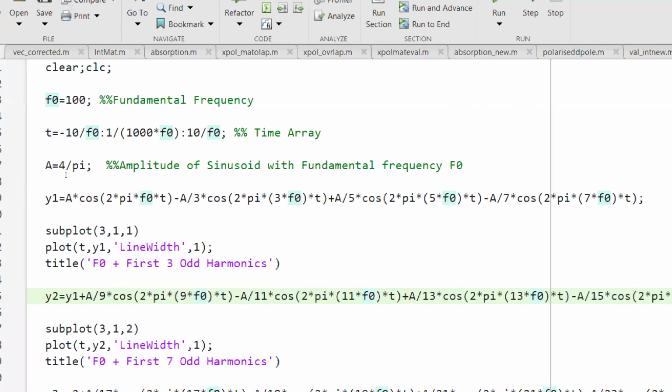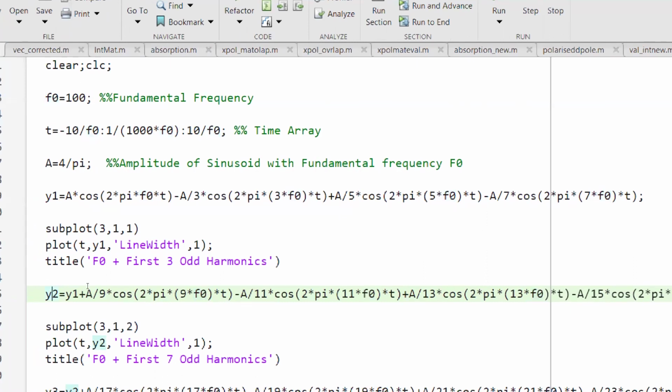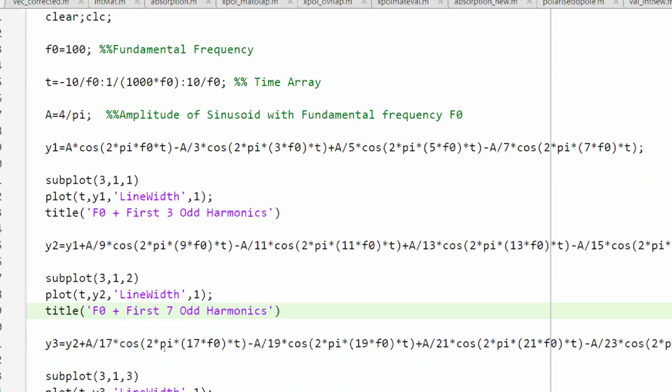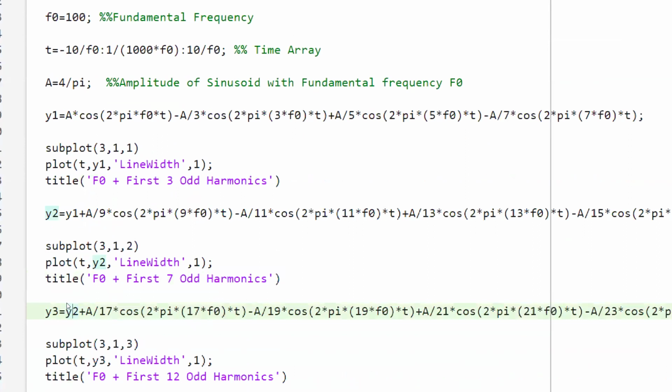Okay, so in total, in this y2, we are going to get the fundamental frequency f naught, and we are adding the first seven odd harmonic terms, right? Similarly, I have added more harmonic terms in signal y3. Because I have already generated up to y2, I am just adding these y2 terms, and then I have added more harmonic terms. So here you can see 17f naught, then 19f naught, 21f naught, 23f naught, and so on, right?